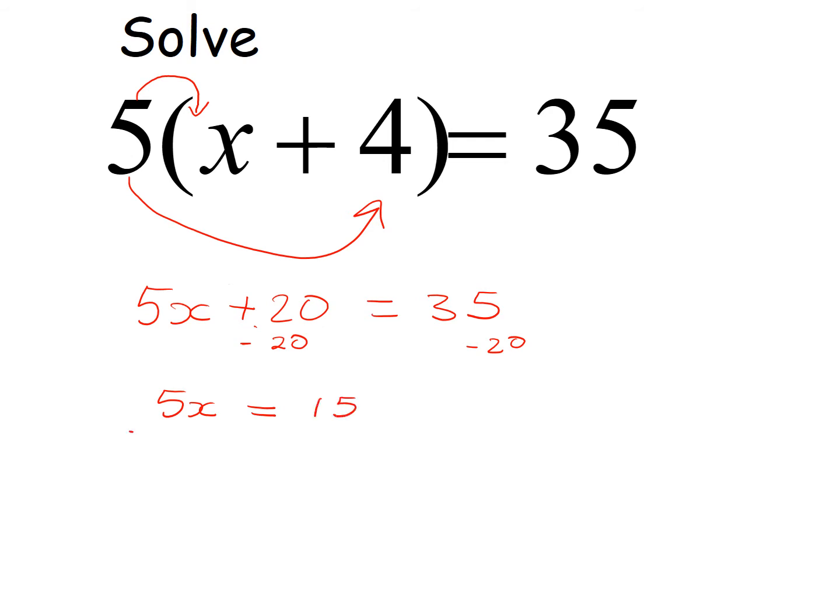Now we divide by 5. 5x divided by 5 leaves you with x, and 15 divided by 5 is 3. If we substitute for x in the equation we have originally, we can see if that's correct. So if we put 3 into the bracket, 3 plus 4 is 7. 7 times 5 is 35. So x is 3. That's correct.